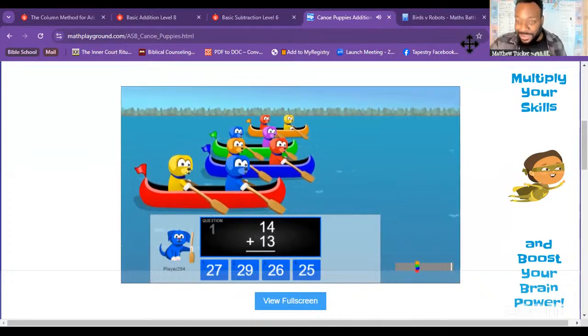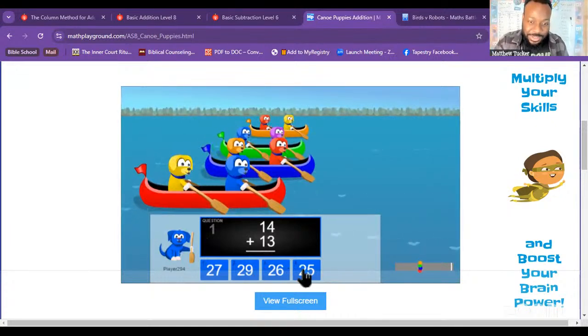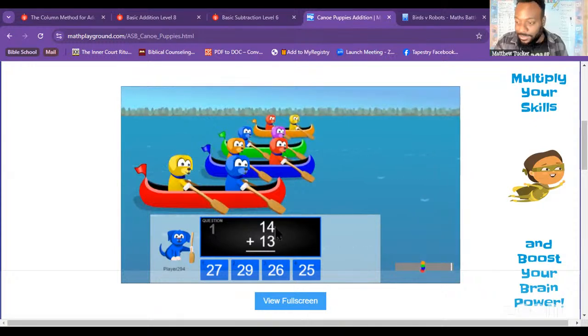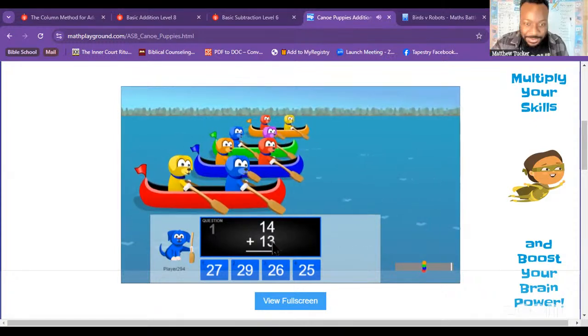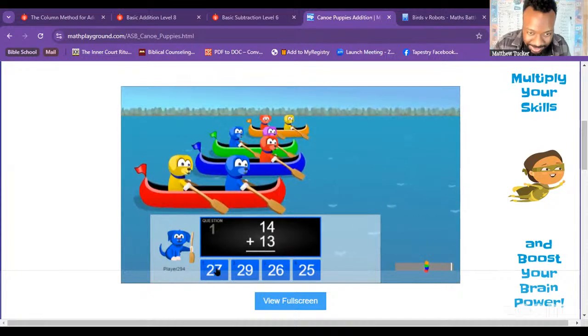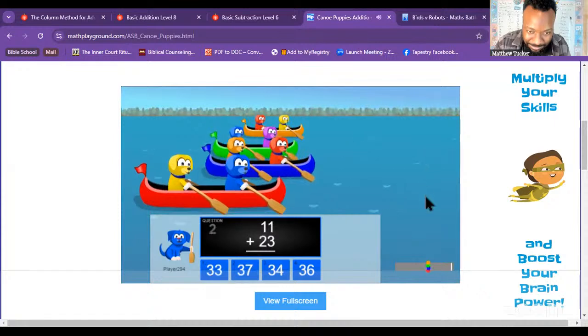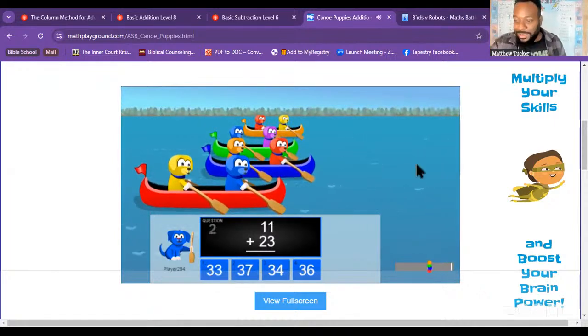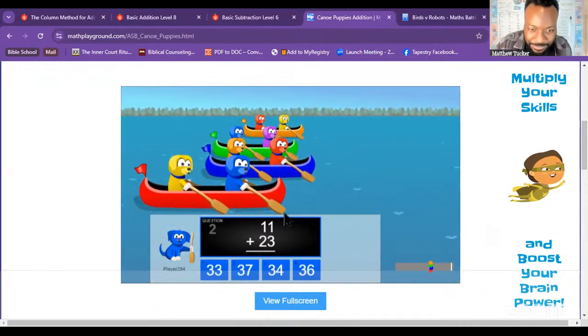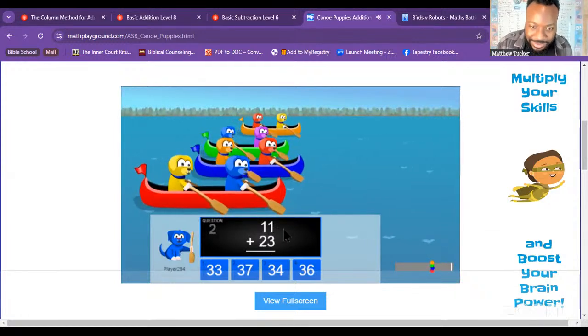You have to type in the answer. What's it going to be? 27, 29, 26, 25. Type it in. Okay, well, I know for the ones, 4 and 3 makes 7, so it ends with a 7, and the 10 and the 10 makes 20, 27. Let's add on the boat. Okay, we've got one.